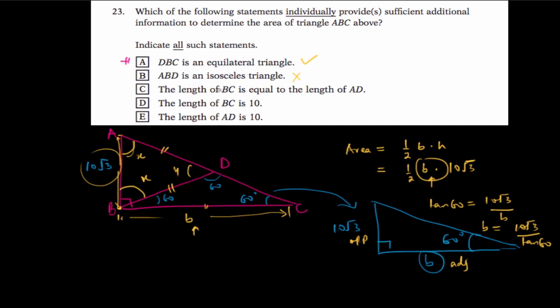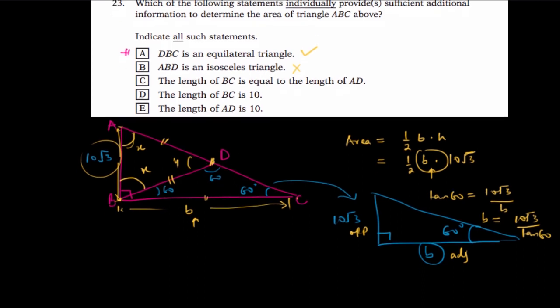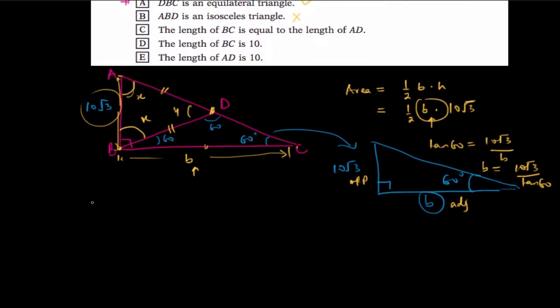Now the next one, the length of BC is equal to the length of AD. The length of BC is from here to here, and the length of AD is from here to here. So the whole diagram looks a little messed up. So let's draw something neater here. So what I have is A, I have my B here, I have my C, and then I have my D.